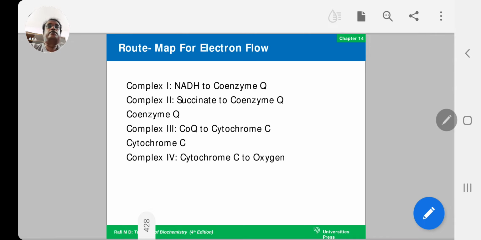Electron flow starts from NADH and ends at oxygen, forming water.